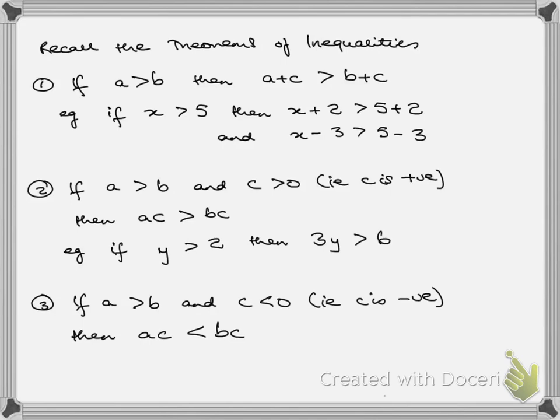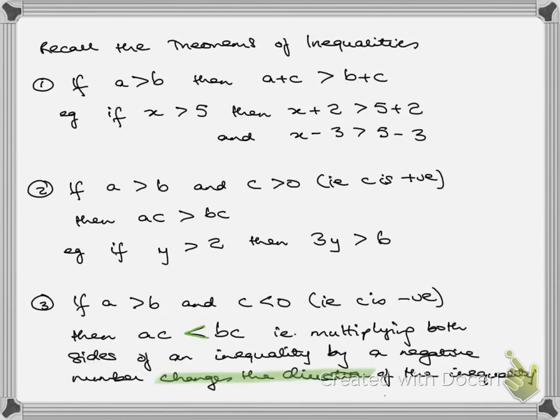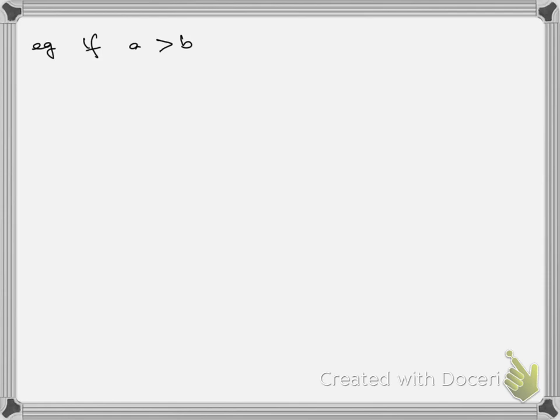On the other hand, if a is greater than b and c is less than 0, that is, if c is negative, then ac is less than bc. Note that in multiplying both sides of an inequality by a negative number, you must change the direction of the inequality. For example, if a is greater than b, then negative 5a is less than negative 5b.